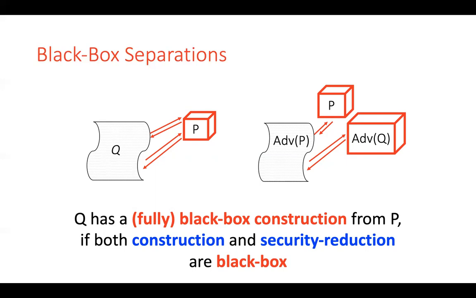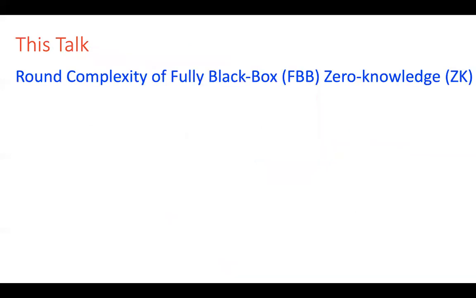Now, since we're going to talk about zero knowledge arguments from one-way functions, we're talking about Q as zero knowledge arguments, P as one-way function, and you want the construction to be black box, and you want the security reduction to be black box, and specifically it should be black box simulation, which means that the simulator in zero knowledge accesses the verifier in a black box way. I'm not going to define zero knowledge. This whole session is about zero knowledge, so I'm going to go straight into what this talk is going to be about.